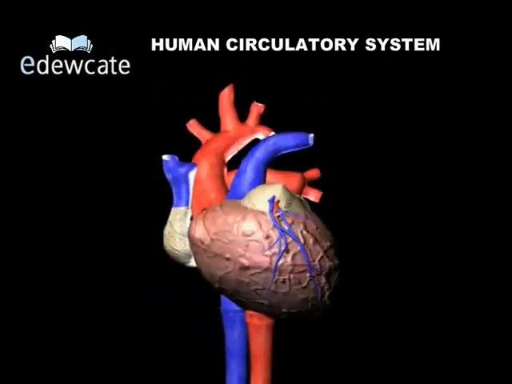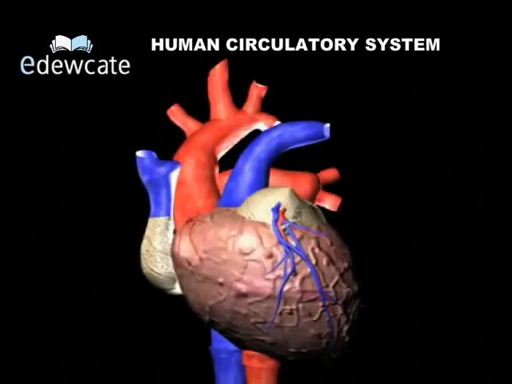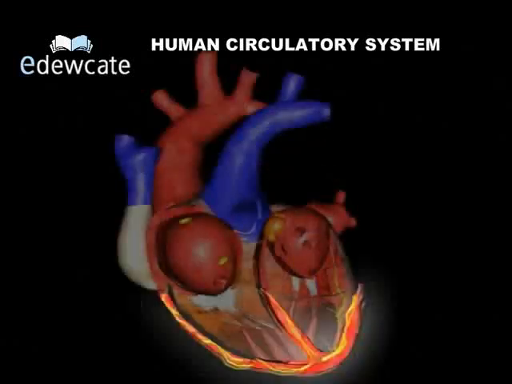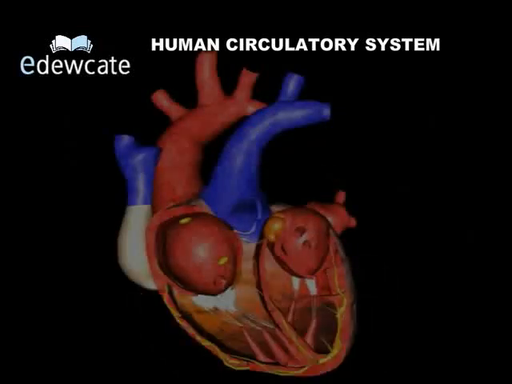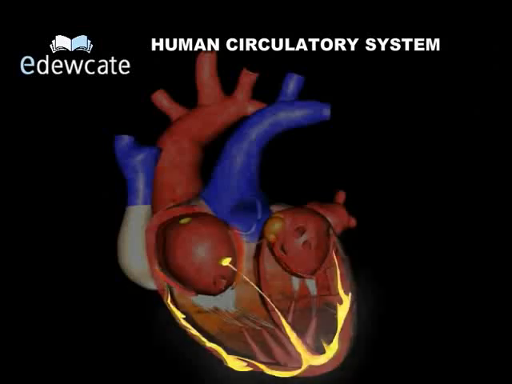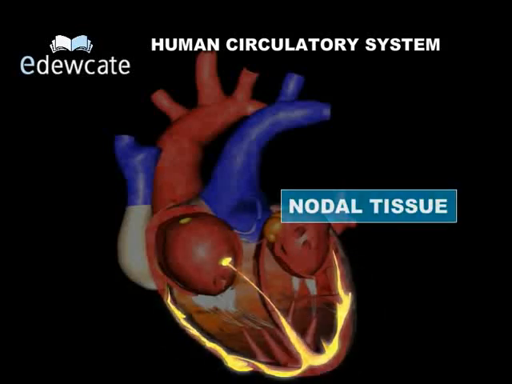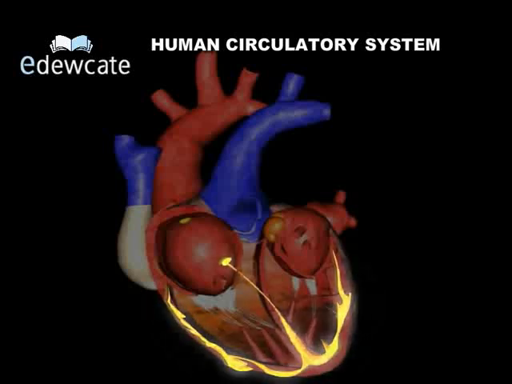The entire heart is made up of cardiac muscles. The walls of ventricles are much thicker than that of the atria. A specialized cardiac musculature called the nodal tissue is also distributed in the heart.